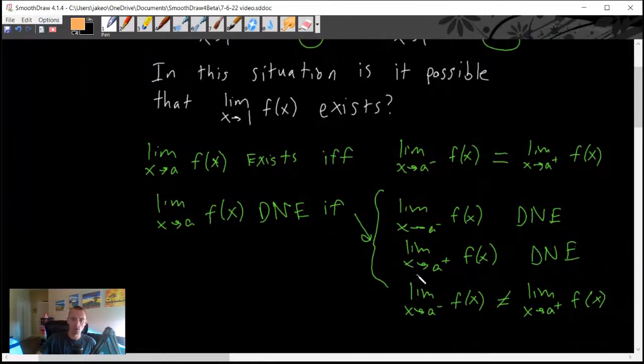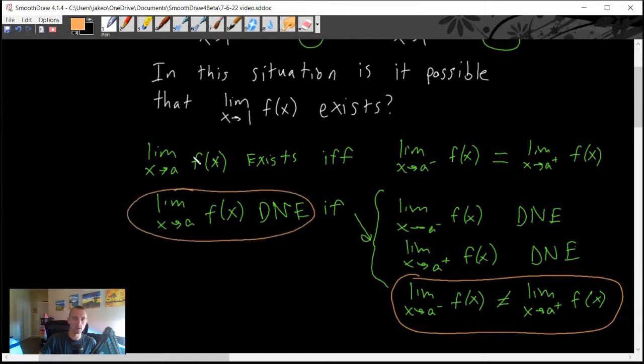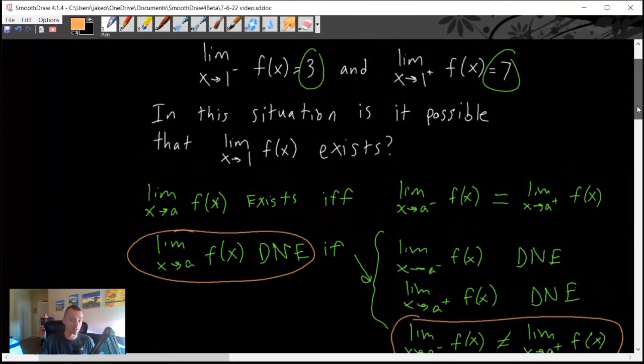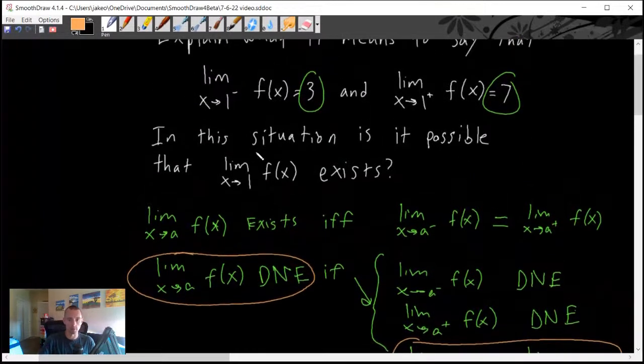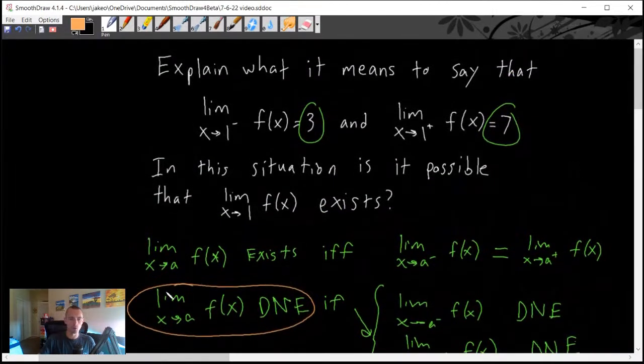We have the two one-sided limits not equaling each other, which tells us that our two-sided limit as x approaches 1 does not exist. So that's really basically telling us it's impossible that this exists. So that's really it for that first question.